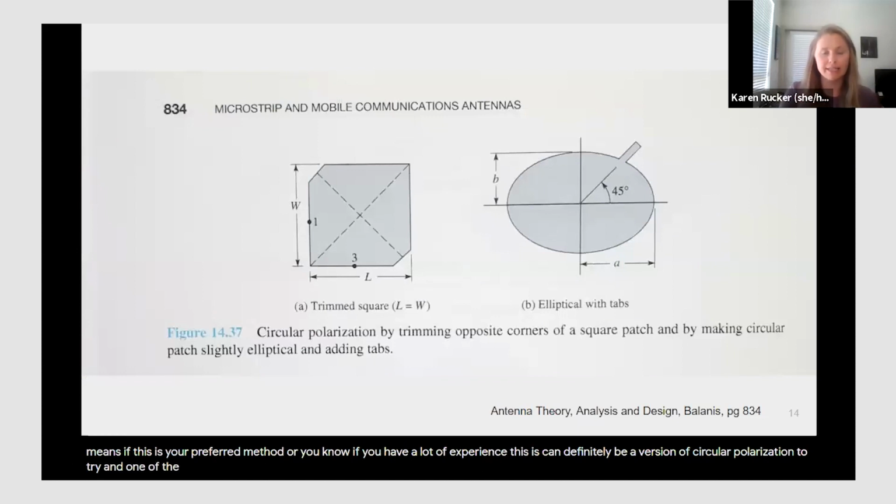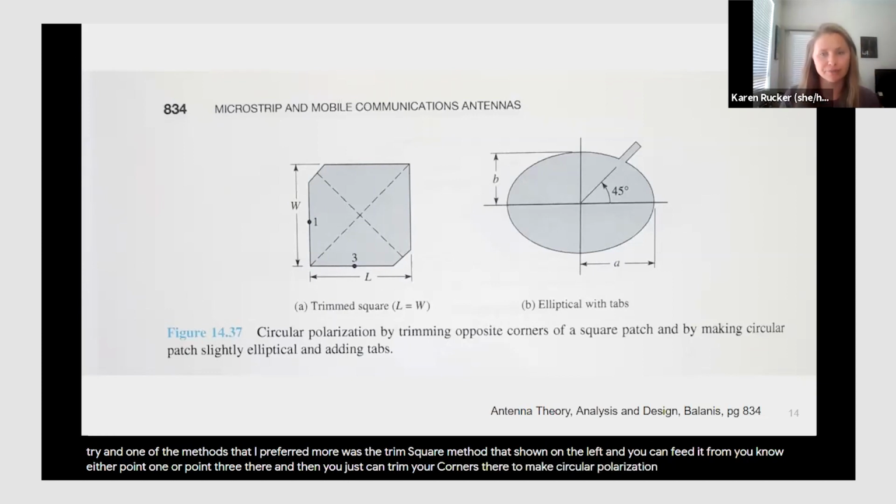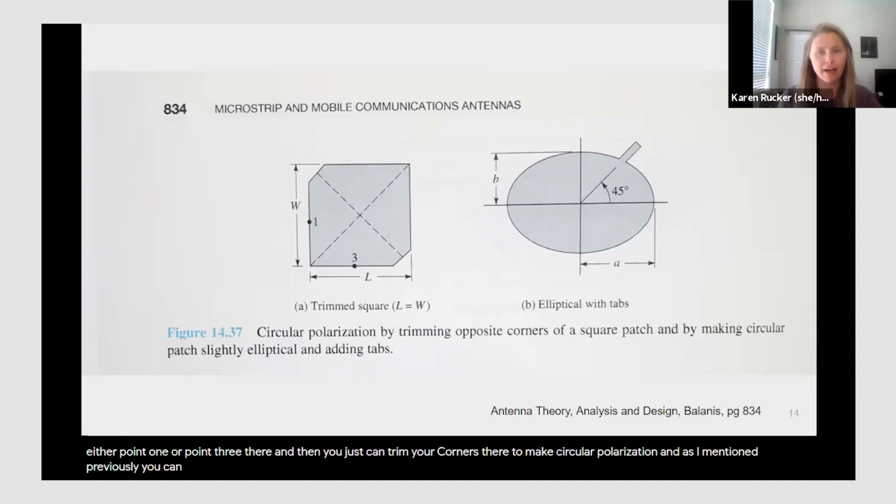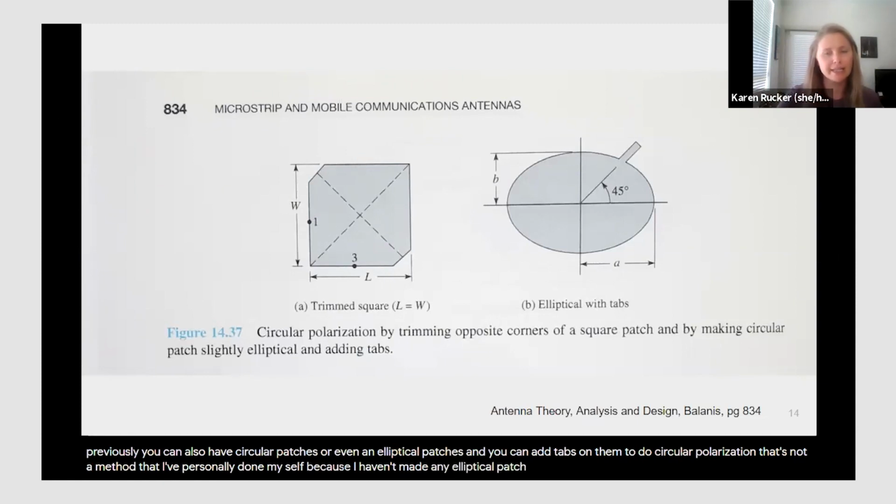One of the methods that I preferred more was the trim square method that's shown on the left. You can feed it from either 0.1 or 0.3 there, and then you just trim your corners to make circular polarization. As I mentioned previously, you can also have circular patches or even elliptical patches, and you can add tabs on them to do circular polarization. That's not a method that I've personally done myself because I haven't made any elliptical patch antennas. But those are some of the methods if you're interested in trying that out.